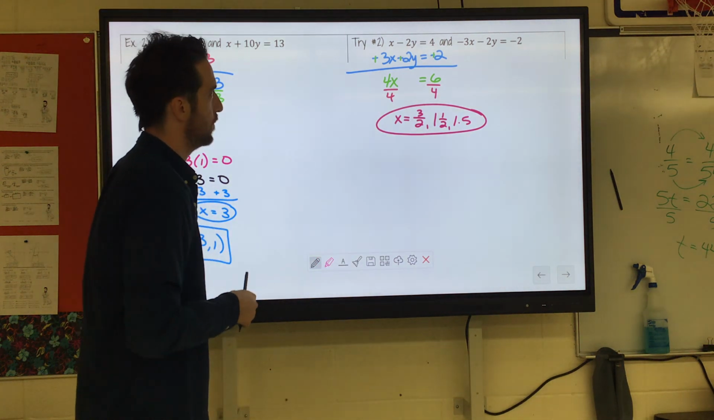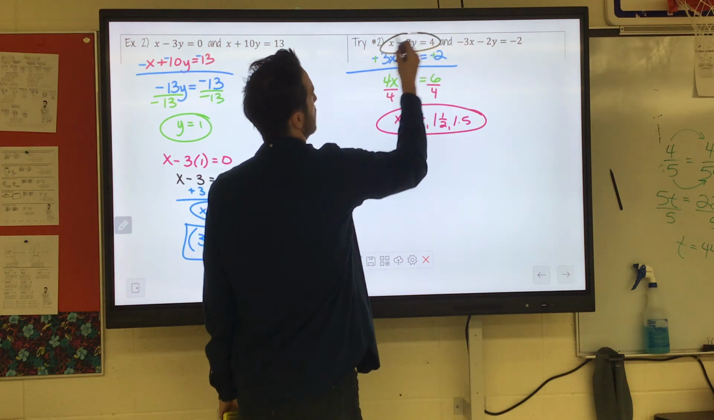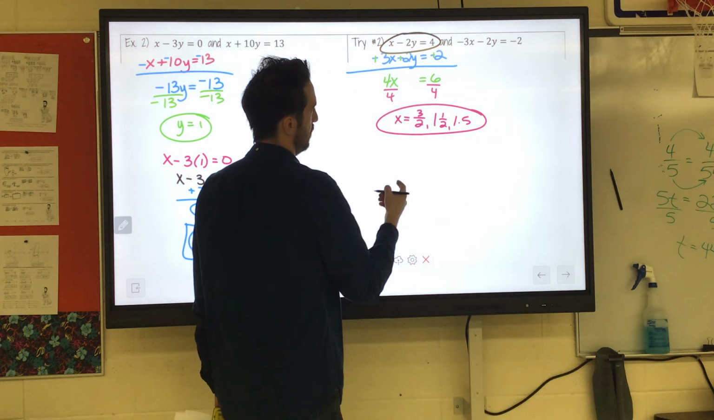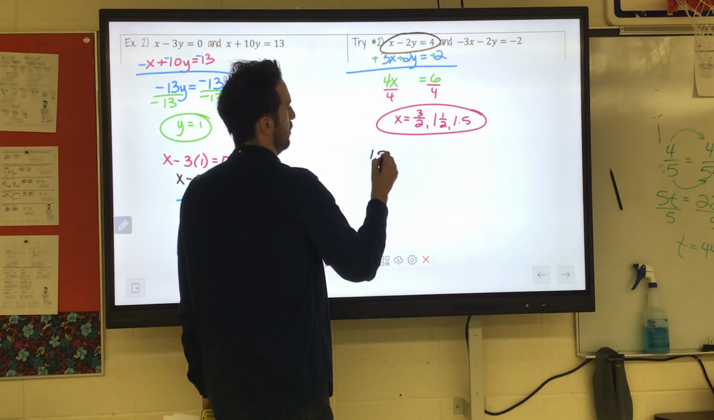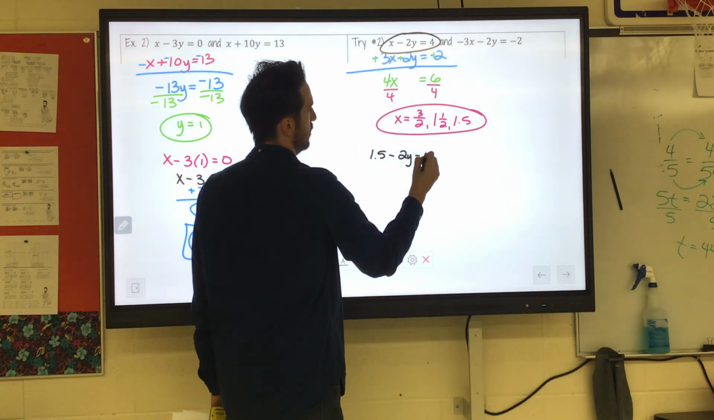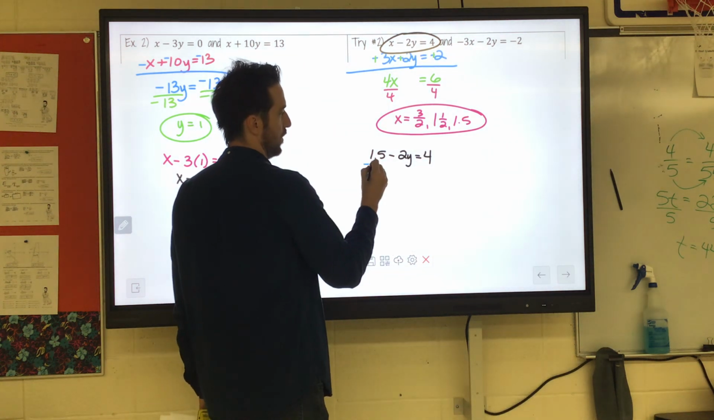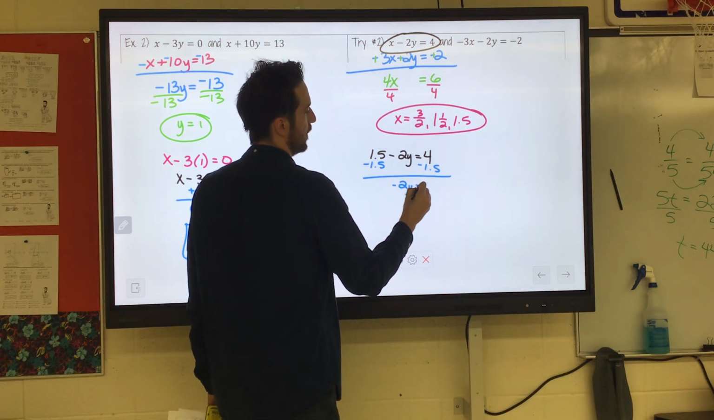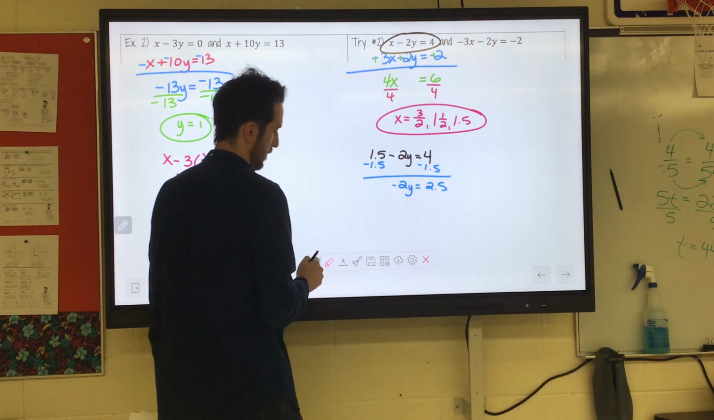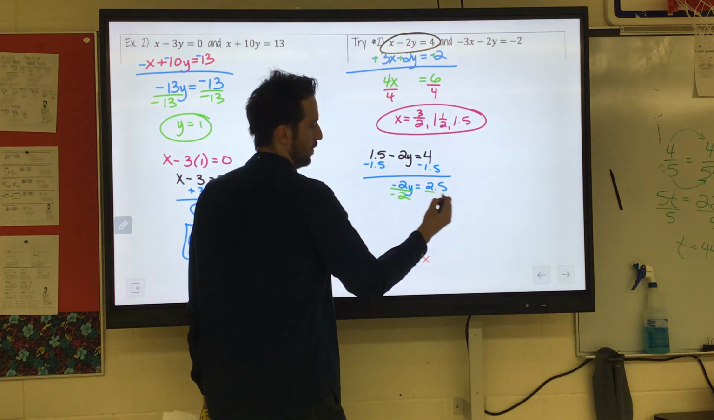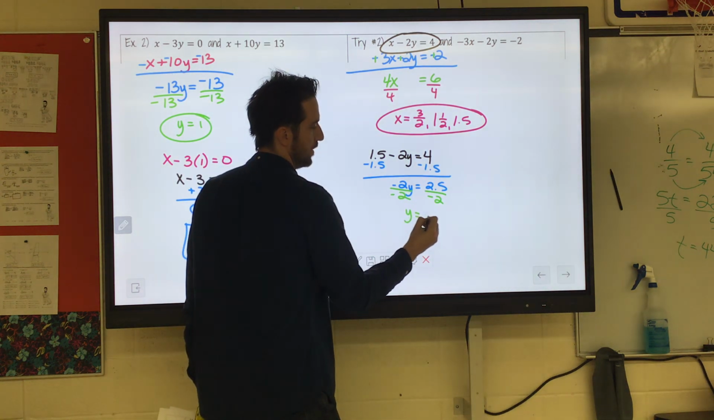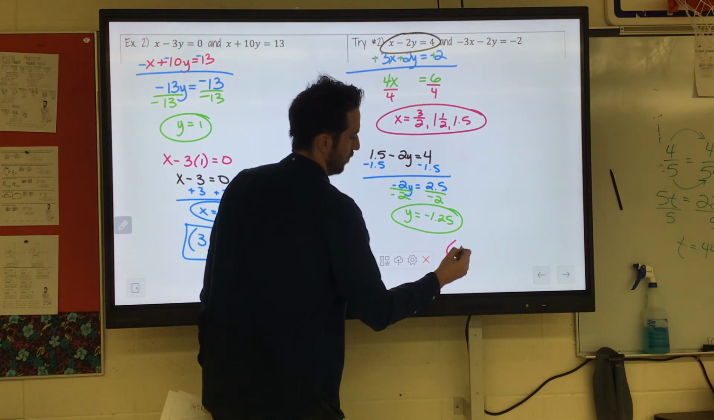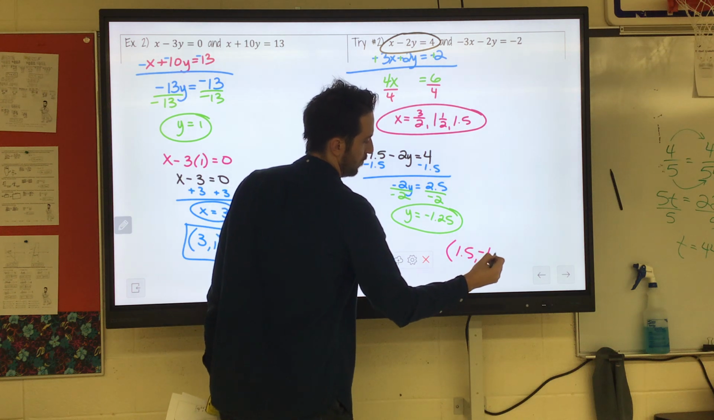You can use any equation. Let's say I went with the first one, the x minus 2y. Oh, yeah, that stinks. Let's use 1.5. So we'll have 1.5 minus 2y equals 4. So we can subtract the 1.5 from both sides. Negative 2y equals 2.5. And then if we divide that by negative 2, we get y equals negative 1.25. So our coordinate would be 1.5 and negative 1.25.